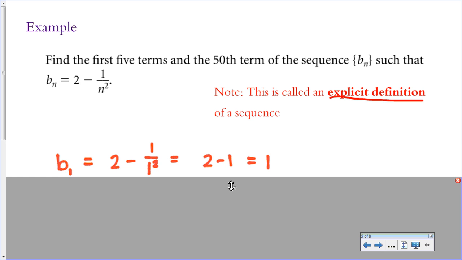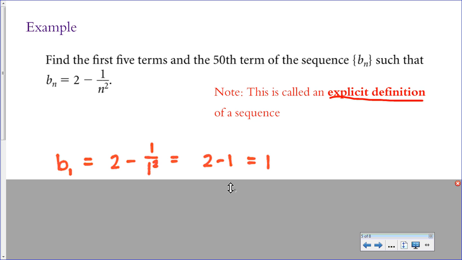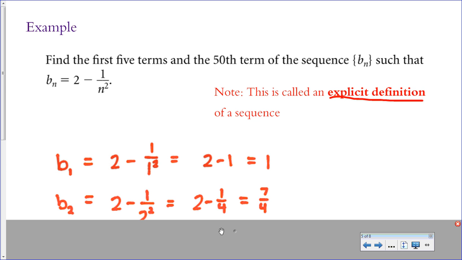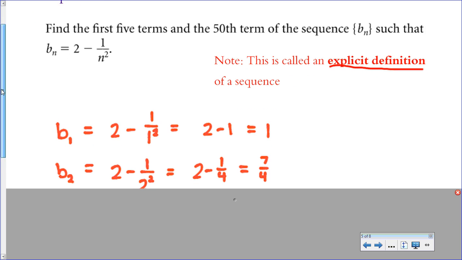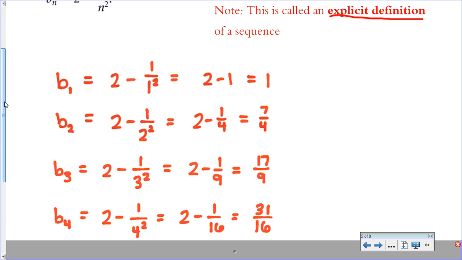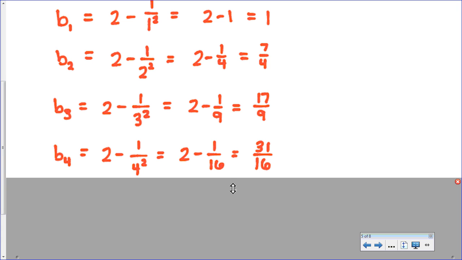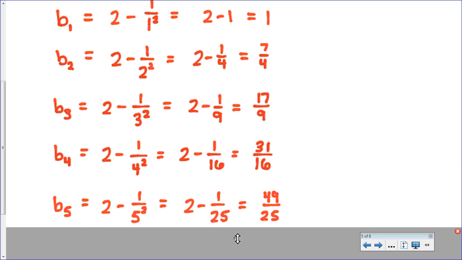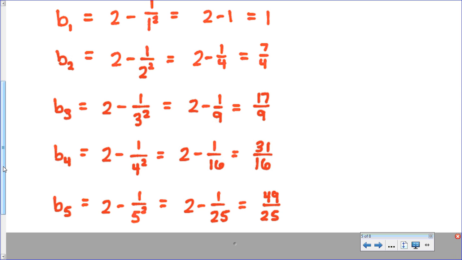And I've done it out here so that the handwriting will be a little bit neater. So I've plugged in 1, and I've gotten 1 as my answer. I've plugged in 2, I get this fraction 7/4. Plug in 3, plug in 4, and so on. So you just plug in and simplify. I did this as if it was on a non-calculator part of the test, so rather than giving decimals, I gave fraction answers. So I've figured out the first 5 terms here.